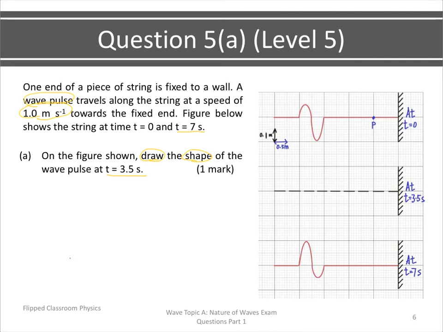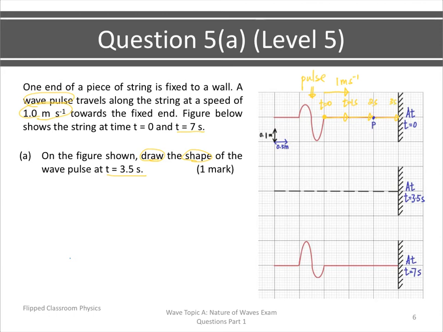Now we look at the graph. Okay, this is the pulse. It will move to the right at the speed of 1 meter per second. Now we consider this point. If t equals 0, the point is here. It will go forward by 1 meter when it is 1 second, and then go to the point P at 2 seconds. Go to the wall at 3 seconds. Then it will bounce back.